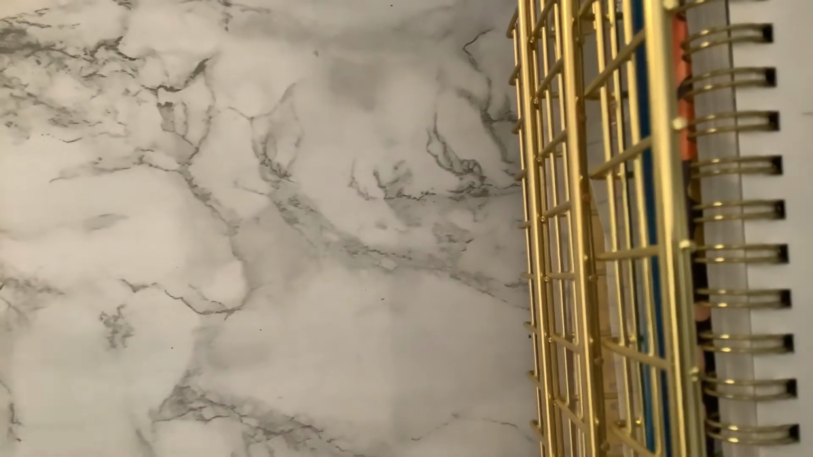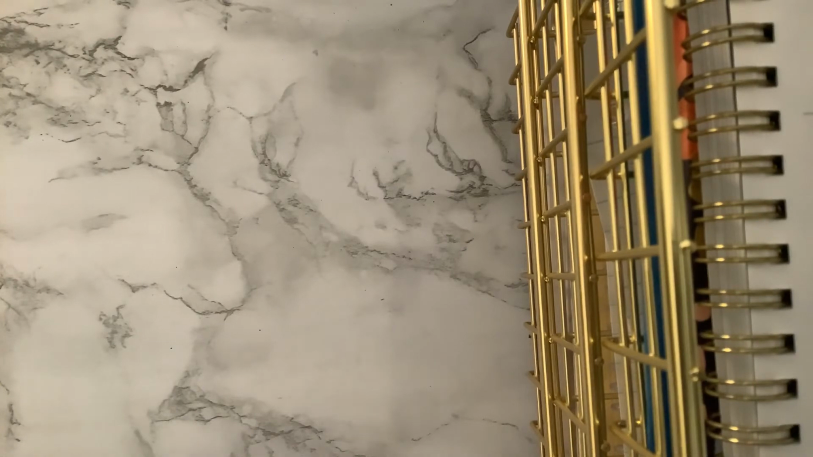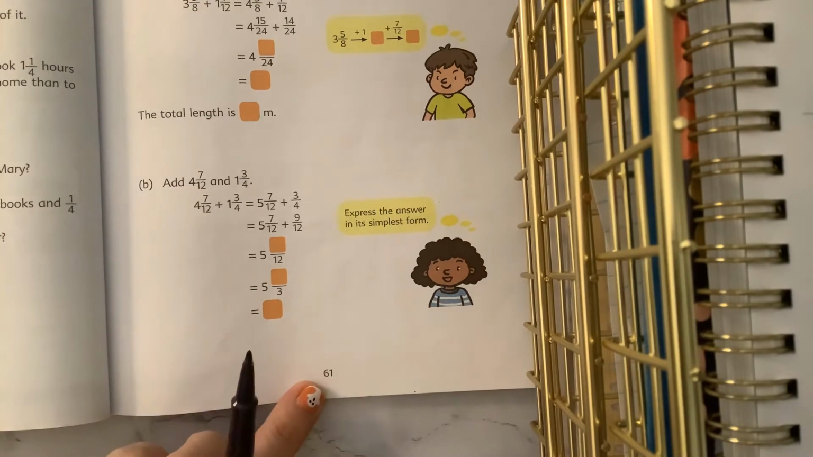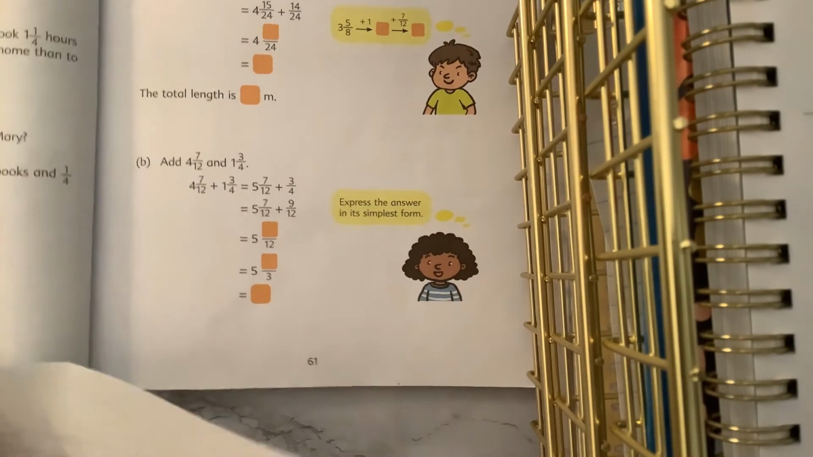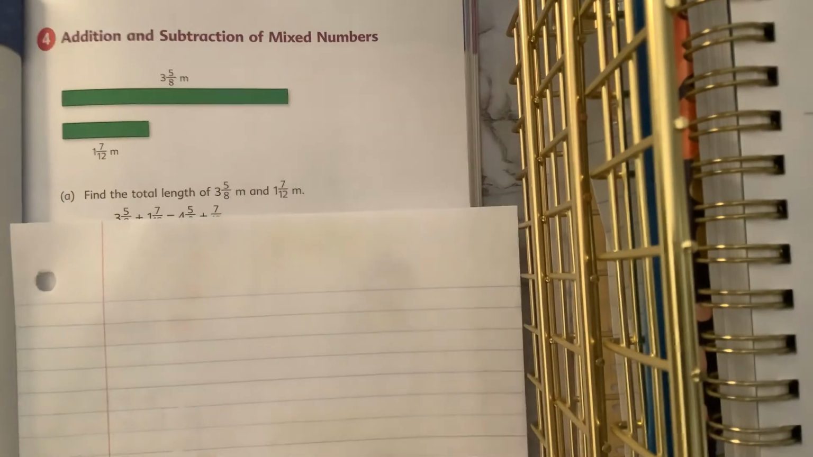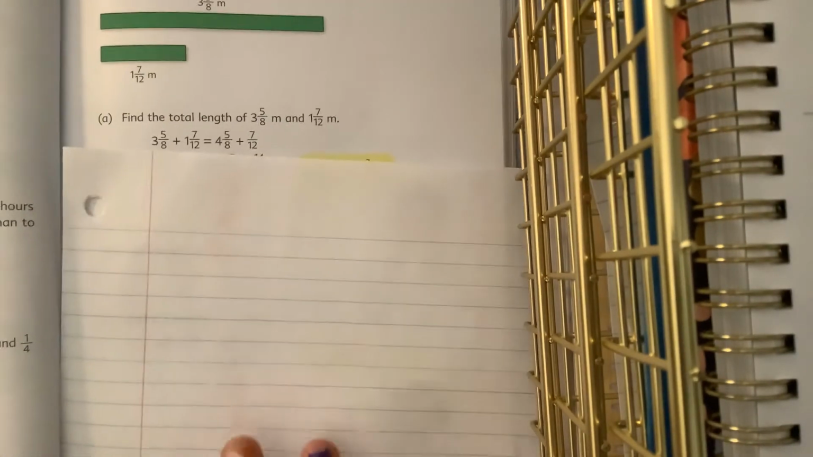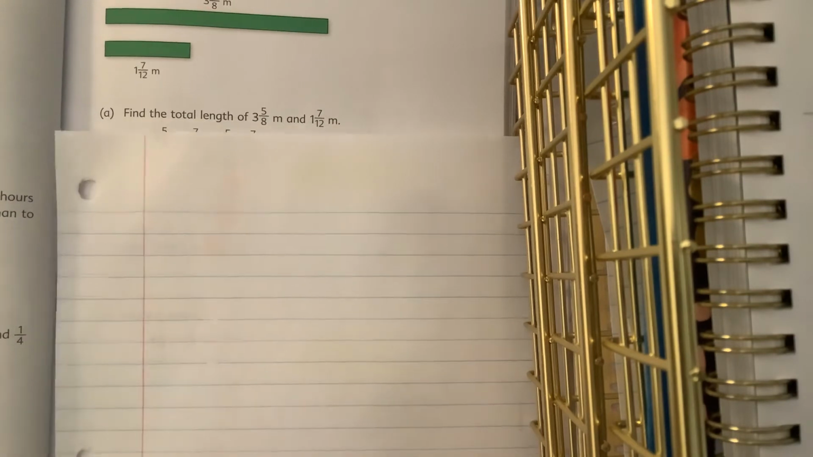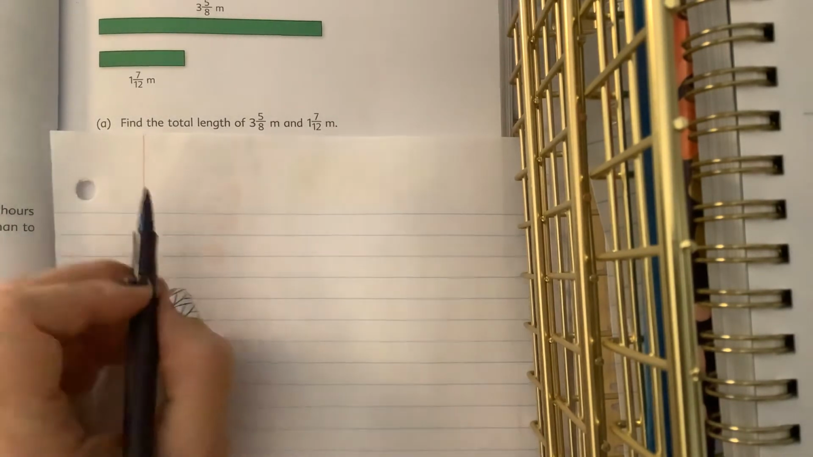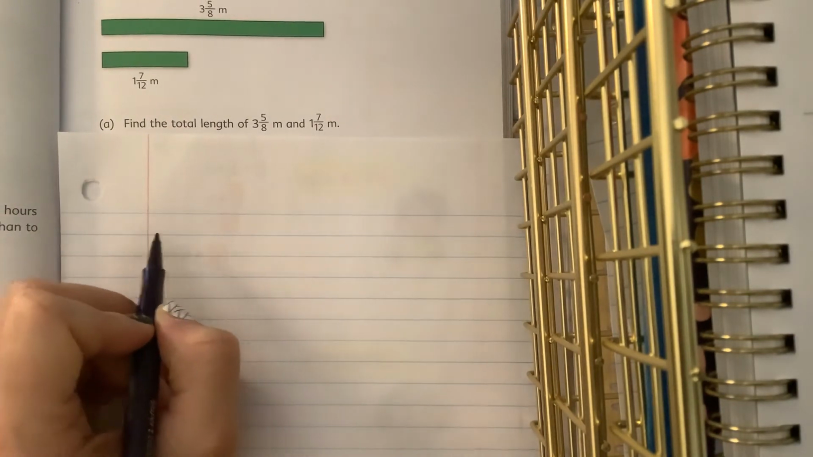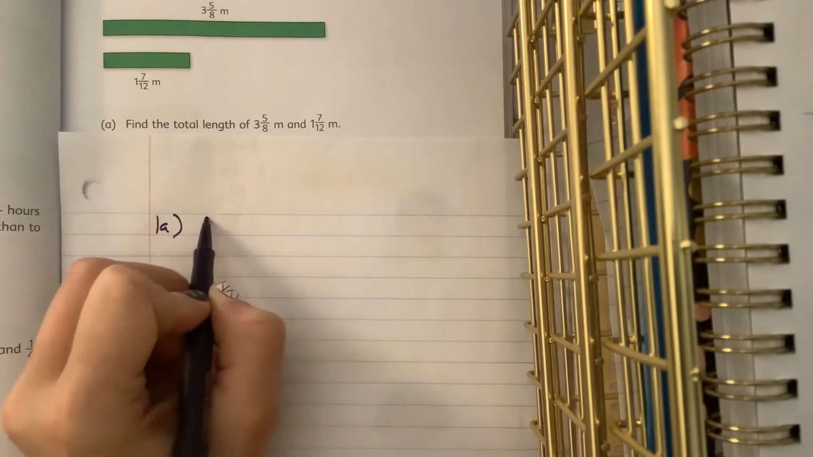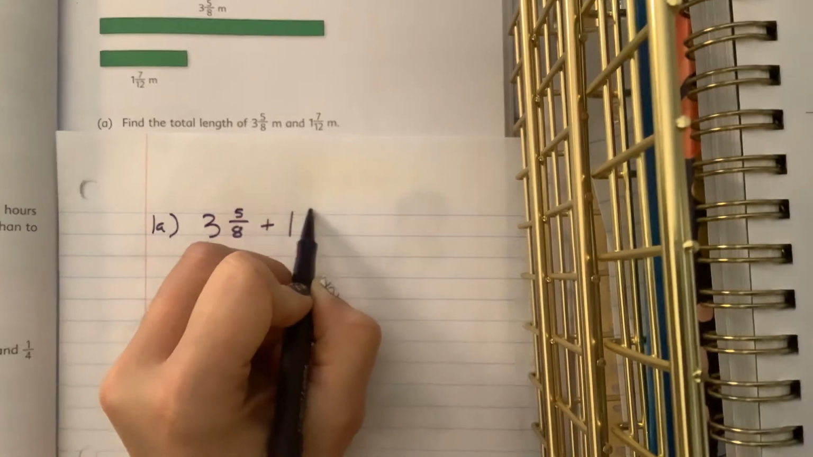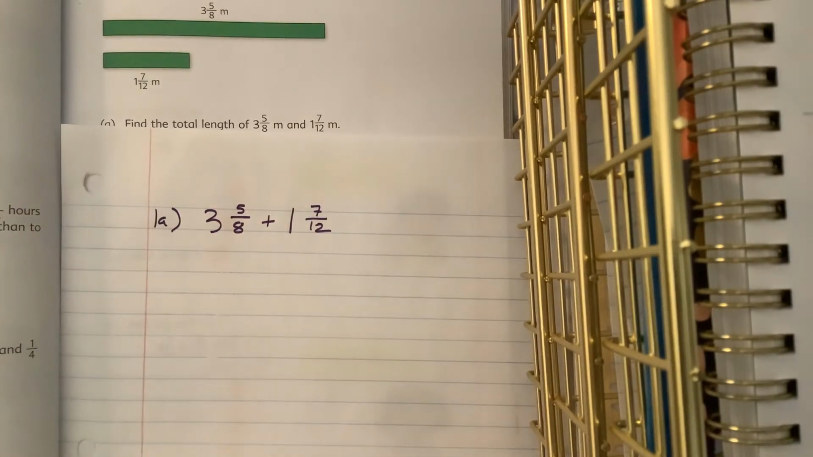I'll upload again an image of these, but we're going to be moving into our textbooks. I'll do a little textbook together and a little bit not from the textbook, but we're on page 61. And the first problem that they're giving us on page 61 is asking us to find the total length of 3 5/8 and 1 7/12. Okay, so 1A, this is an addition problem. 3 5/8 plus 1 7/12.